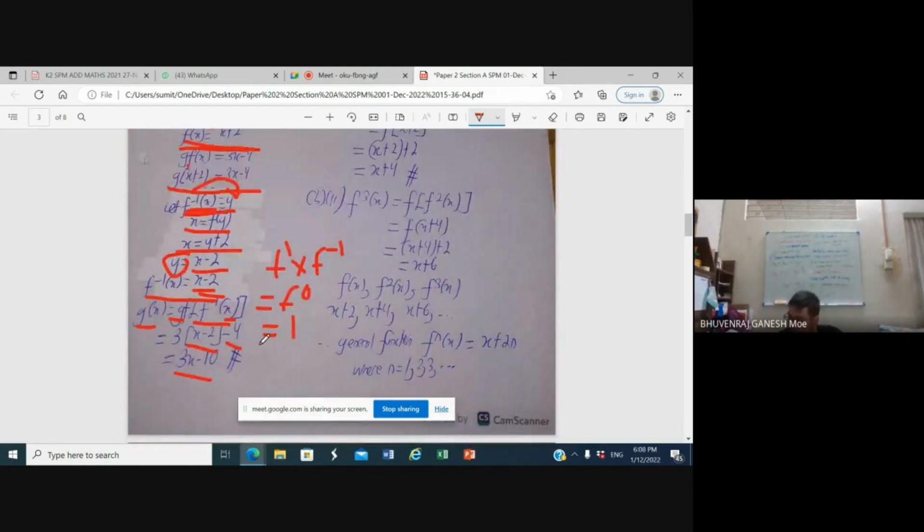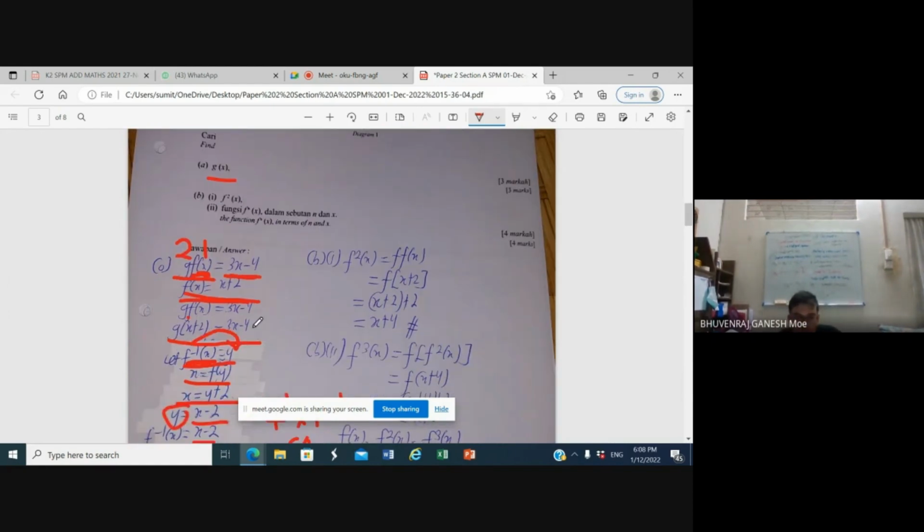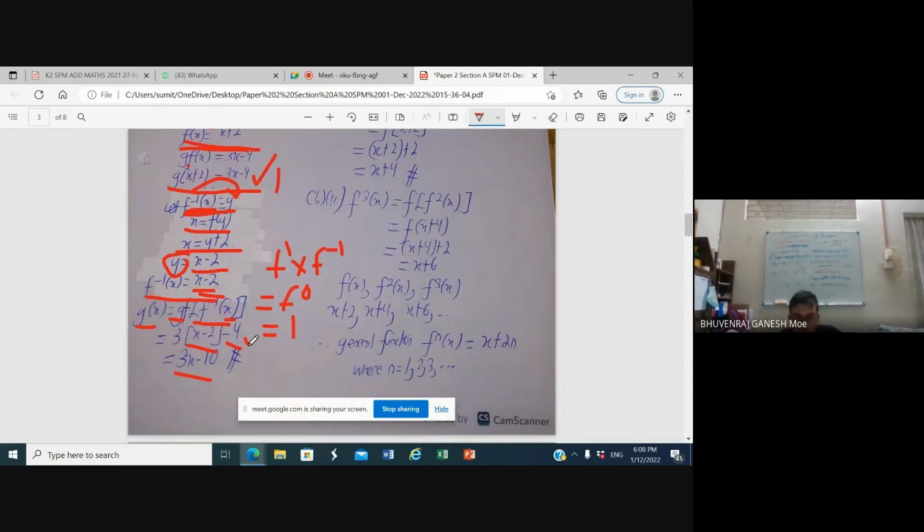Yeah? So you see here, so there you will get, see your marks. So marks is, here how many marks? Let's see. 3 marks. First mark is when you put your g(x) plus 2 over here, 1 mark. And then second mark is you substitute your f inverse here. And third mark, final answer, 3 marks. Okay.